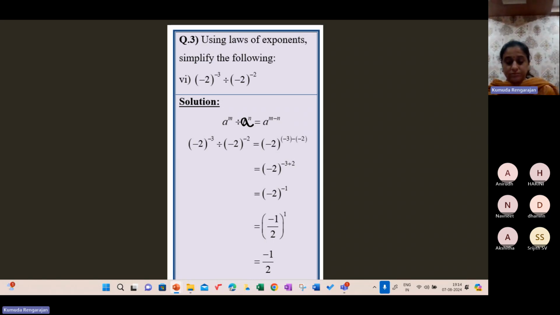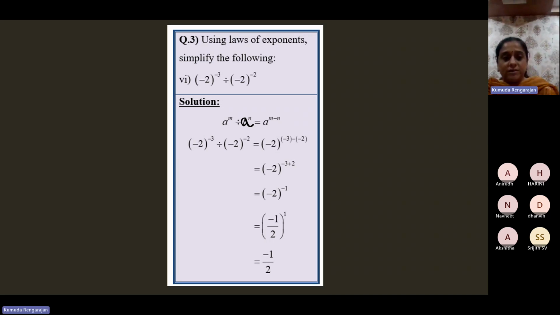So what's the rule here? Bases are same. It's division, so we have to subtract the powers. So write that rule: bases are same, it's division, so we'll have to subtract the powers. Write that rule and then apply the rule.